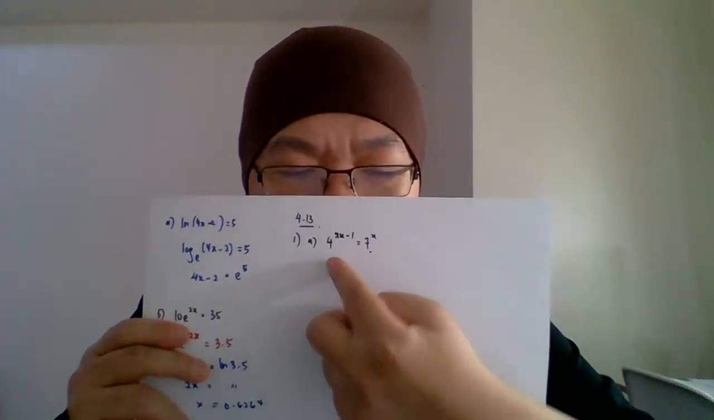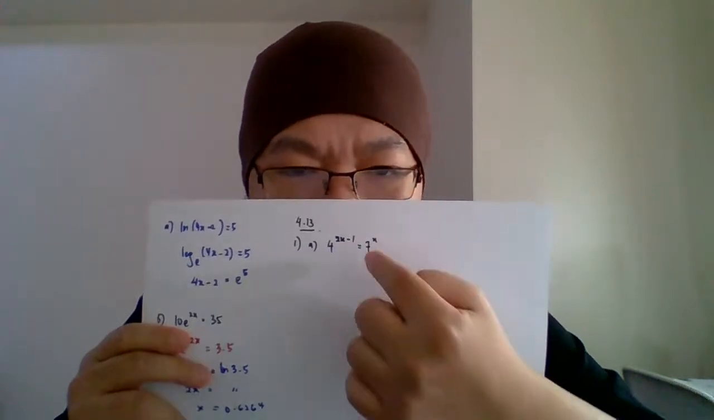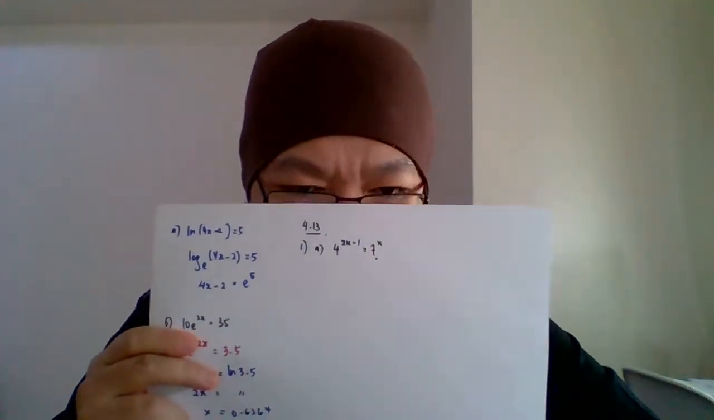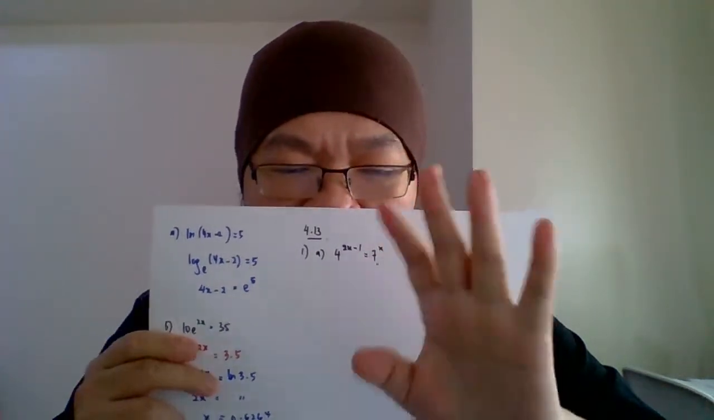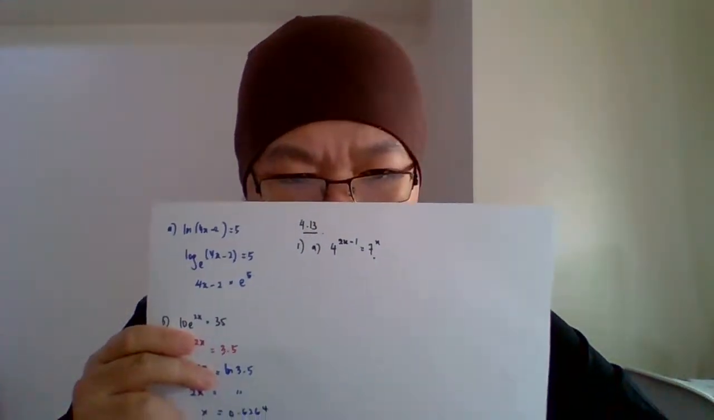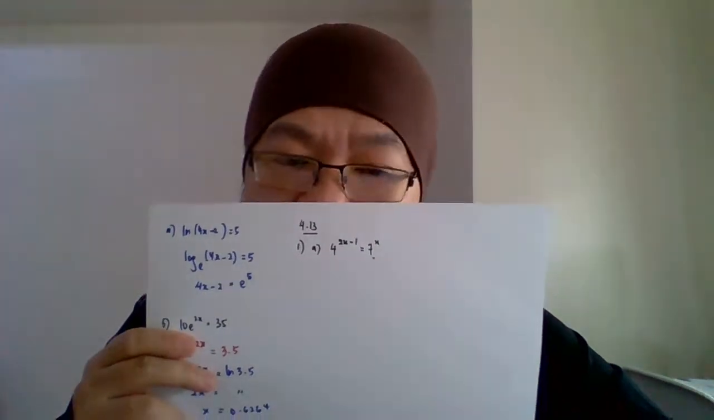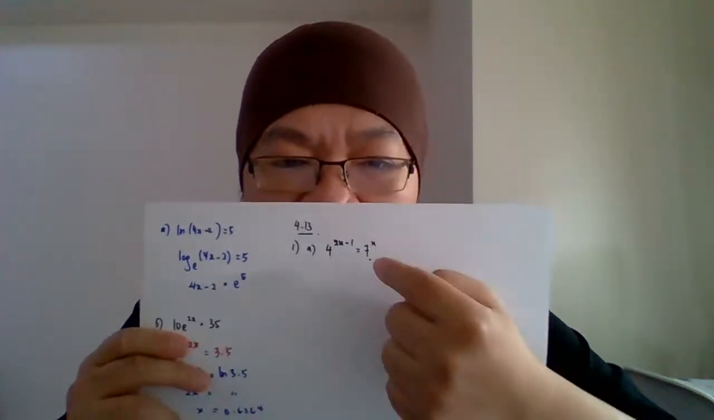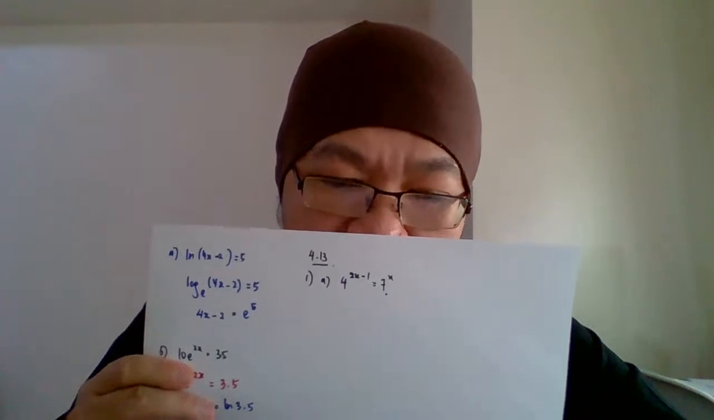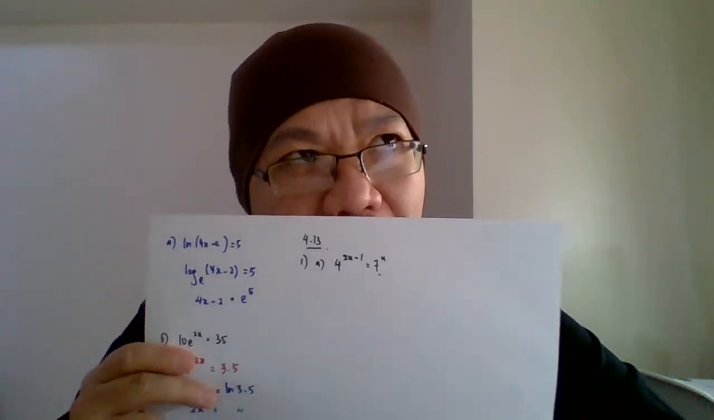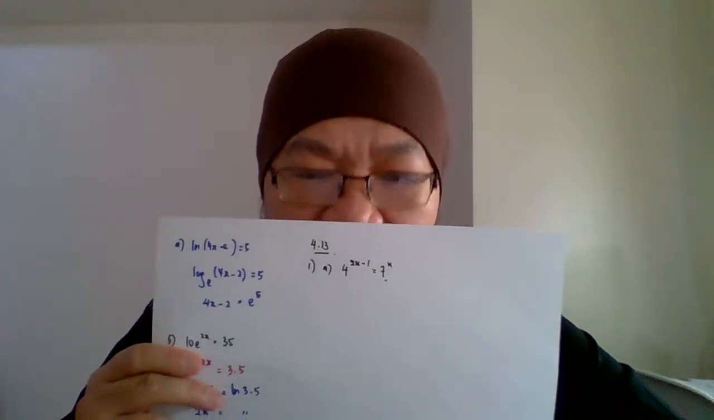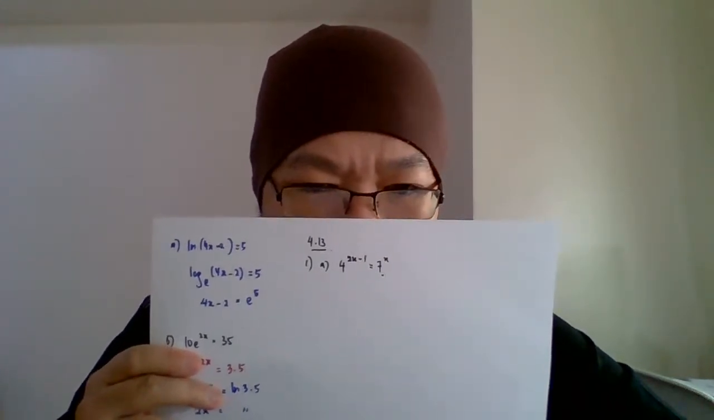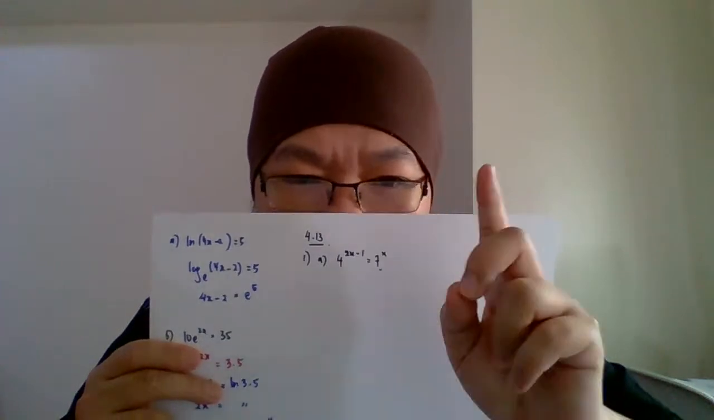First, 4 is a base number, 7 is also a base number. You must convert 4 and 7 so that they become a similar base. 4 can become 2 power something, correct. But can 7 become 2 power something? Cannot. There's no 2 power of something equal to 7, unless 2 power decimal, and we don't want decimals.